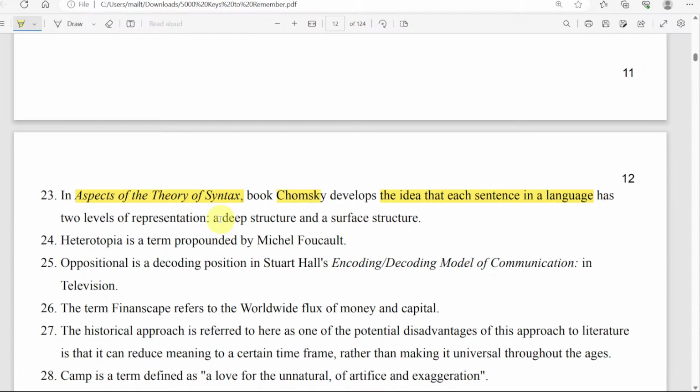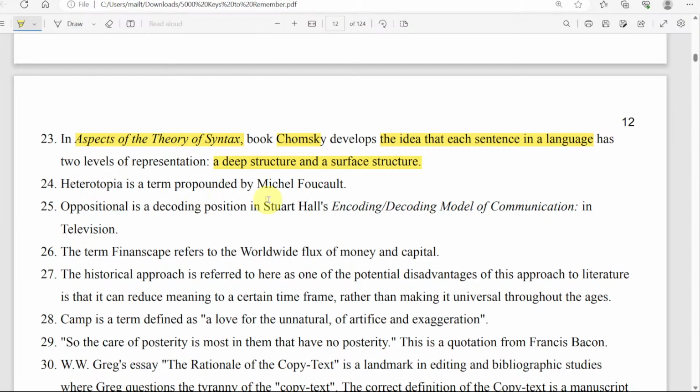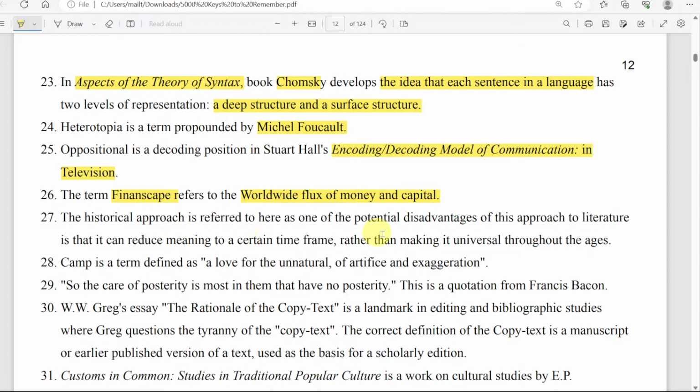This question you may find once again, because I have seen it many times. Heterotopia is a term propounded by Michel Foucault. And oppositional is a decoding position in Stuart Hall's encoding/decoding model of communication in television. Remember that. And the term finscape refers to the worldwide flux of money and capital. And the historical approach is referred to here, one of the potential disadvantages of this approach to literature is that it can reduce meaning to a certain time frame, rather than making it universal throughout the ages. So camp is also a term which is defined as a love for the unnatural, of artifice and exaggeration.